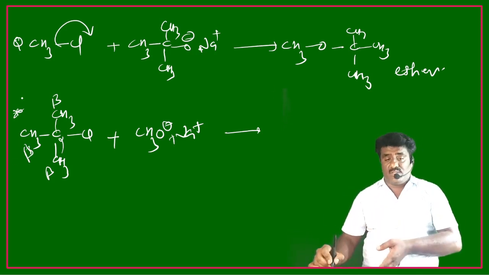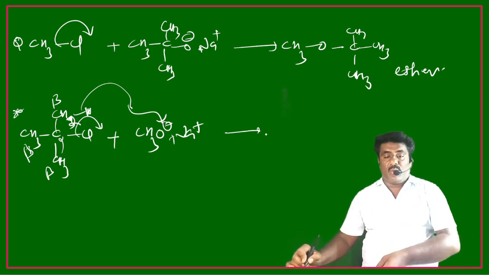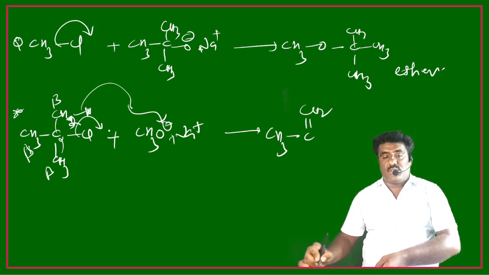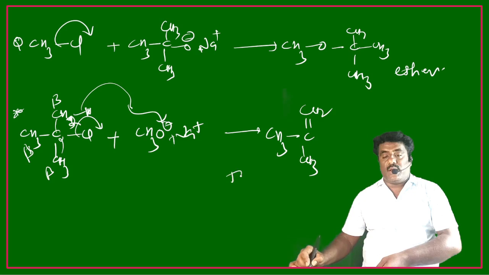So here Cl is eliminated and a carbocation is formed. When the carbocation is formed, it abstracts the proton to form an alkene, CH3, C double bond CH2, and CH3. It forms an alkene. The compound name is isobutene.